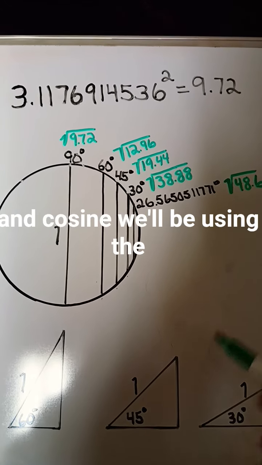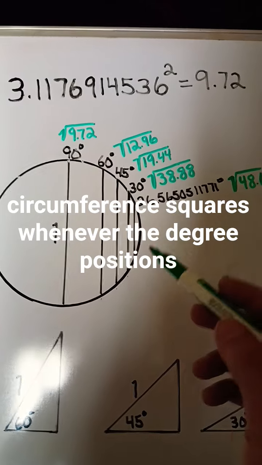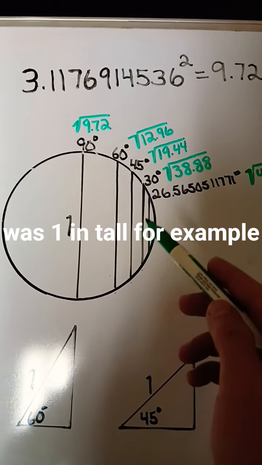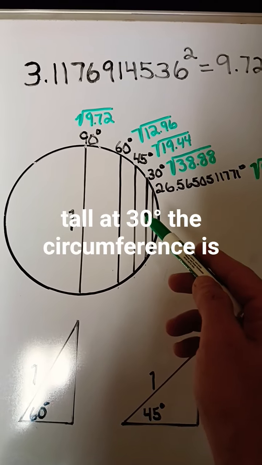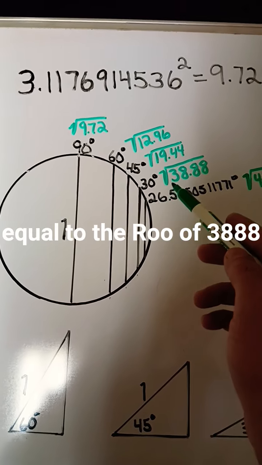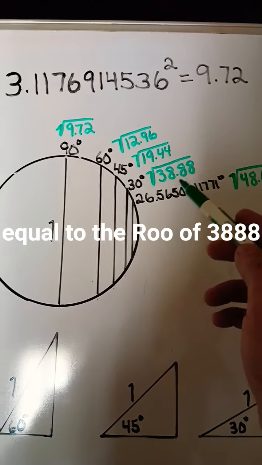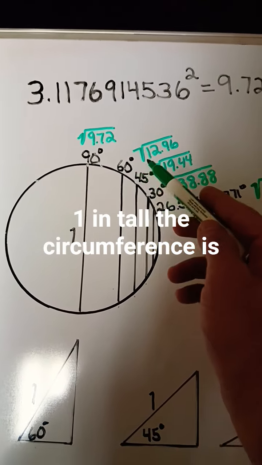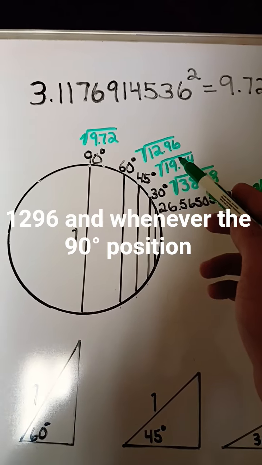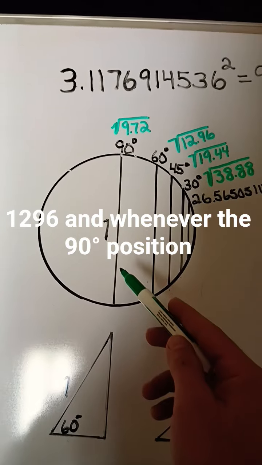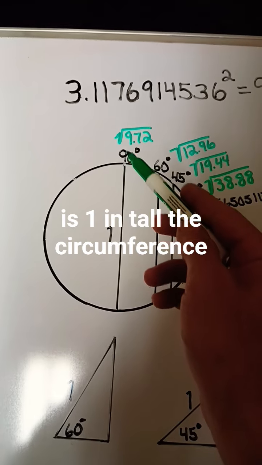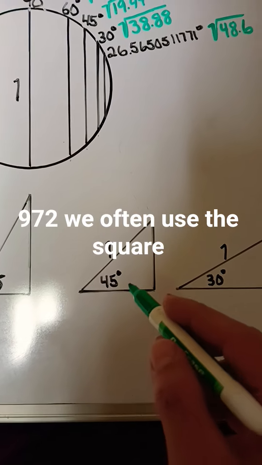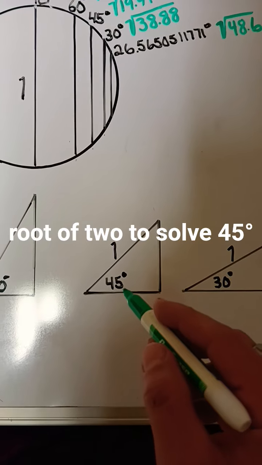We'll be using the circumference squares whenever the degree position is 1 inch tall. For example, whenever the circle is 1 inch tall at 30 degrees, the circumference is equal to the square root of 38.88. At 60 degrees, when the circle is 1 inch tall, the circumference is equal to the square root of 12.96. And whenever the 90 degree position is 1 inch tall, the circumference is equal to the square root of 9.72.